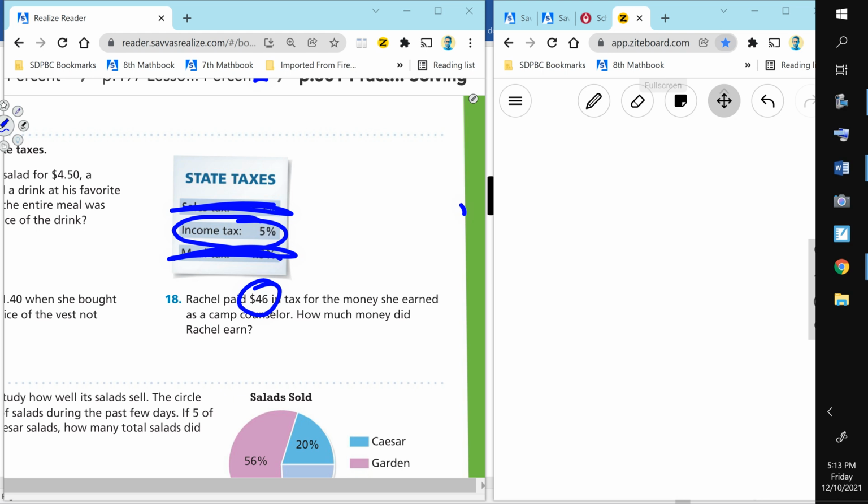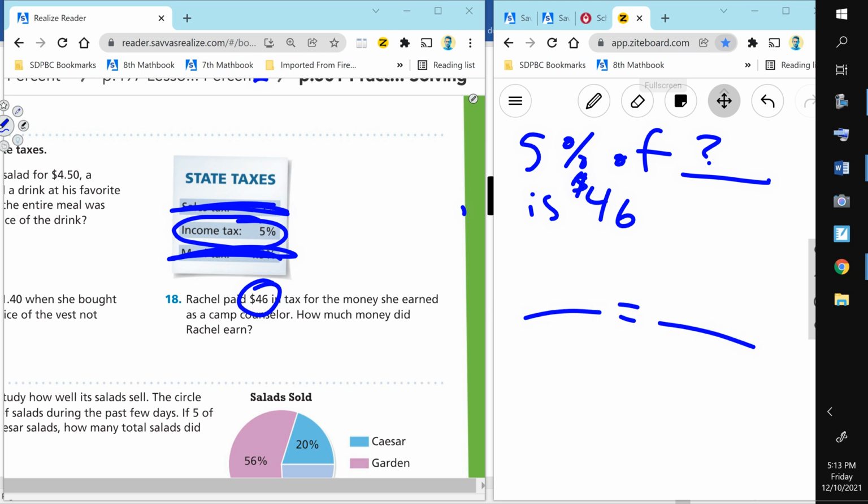So her tax was, I can do this over here, 5% of her total amount of what is $46. So her tax was $46. So 5% of her total money is going to equal $46 because that's how much she got taxed. So how do we set this up? Well, there's my 5% right there. That's 5% is 5 out of 100, 5 over 100. I don't know, my 46 is going to go here.